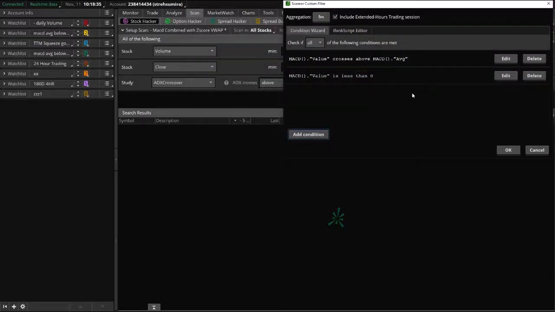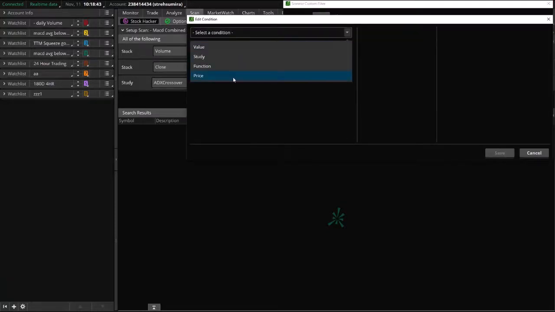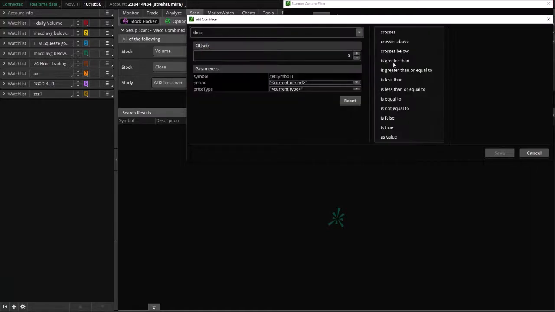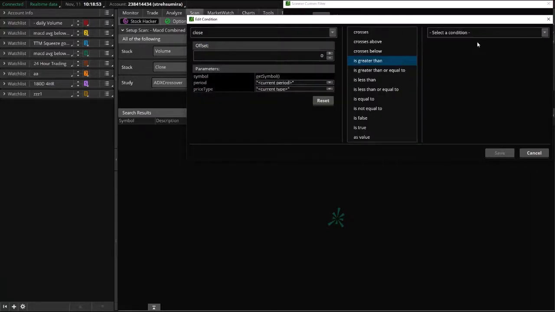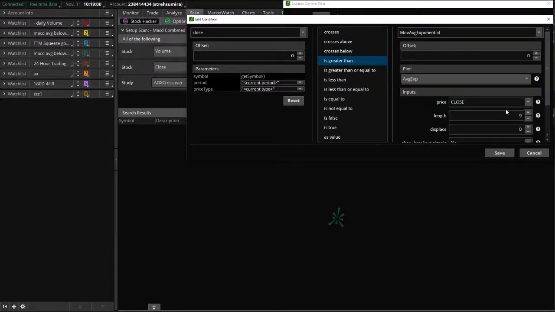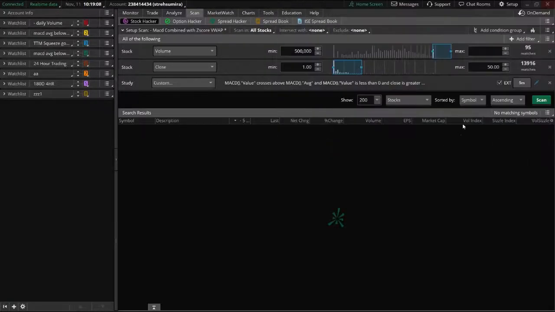Okay, and then the next part is we want it to be above the 200 moving average. So what we're going to do is price. Whenever you think of price, remember candle. So candle, price, close. The candle close, or the price close, is greater than, we're going to do study, moving average exponential, and we want it to be 200. We save that, and okay. So all of our criteria is here.